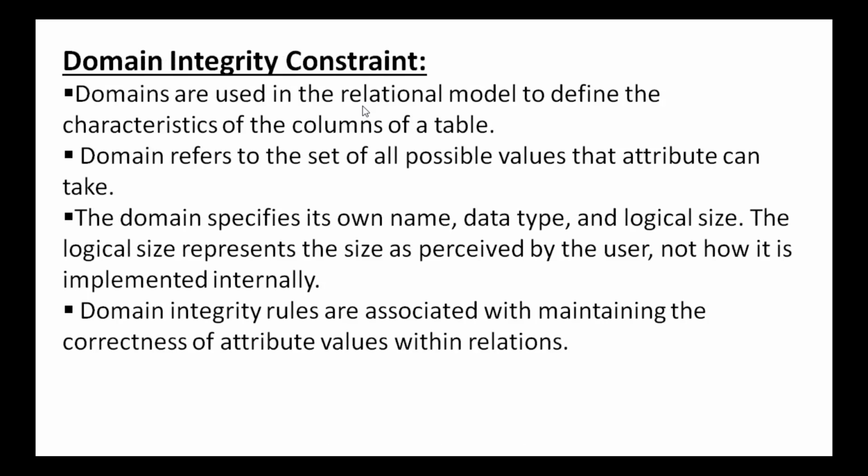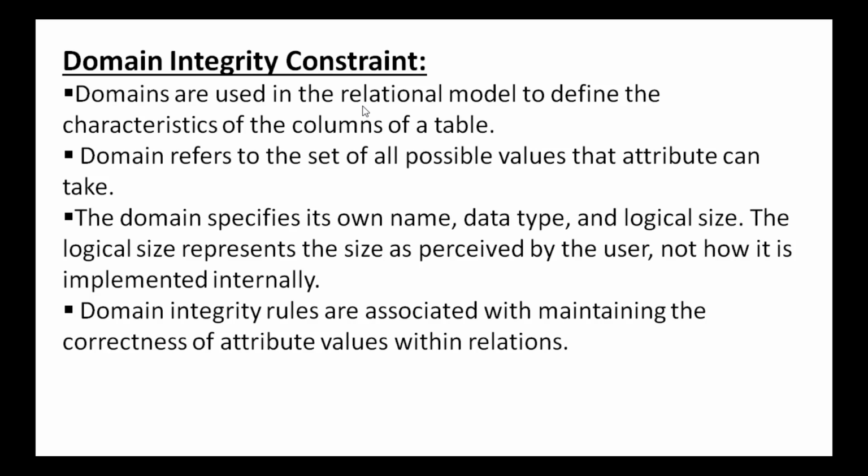What is the domain? Domain is nothing but a range of values in an attribute. What is the minimum range and maximum range of values we have entered into a particular attribute column. Domains are used in the relational model to define the characteristics of the columns of the table. When you mention the column name, you mention the data type and size also. The size and data type determine the range of values also. So domain refers to a set of possible values in an attribute, and a domain specifies its own name, data type and its logical size also.